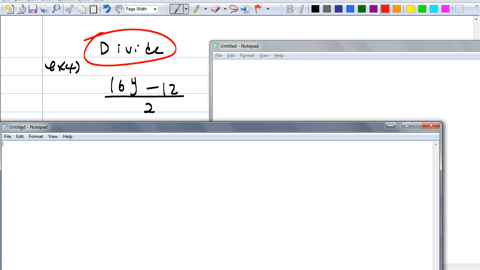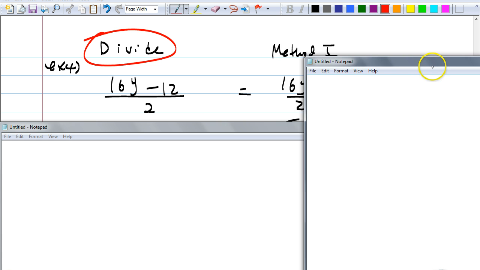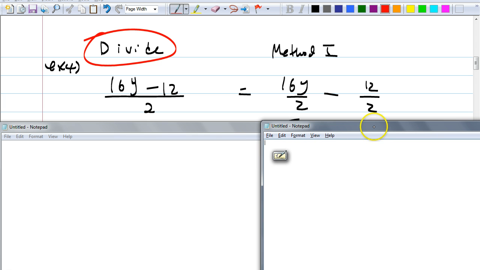I think you could divide both of them by 2 first. Right. So, knowing what we just talked about, could we separate this into subtraction of two fractions? What would that be? 16y over 2 minus 12 over 2. Exactly. We just talked about this fact, didn't we? A plus B over C is A over C plus B over C, right? Same thing. Am I done?